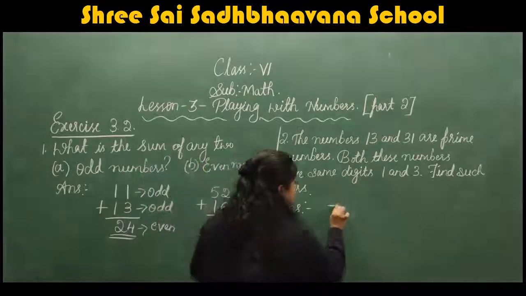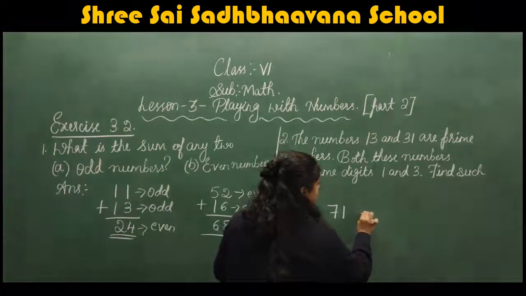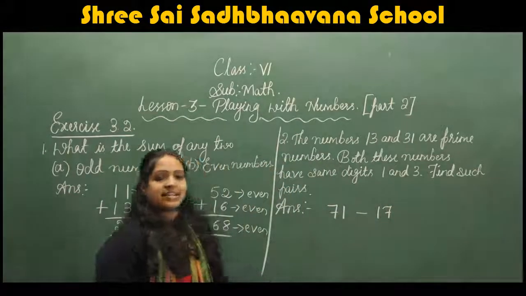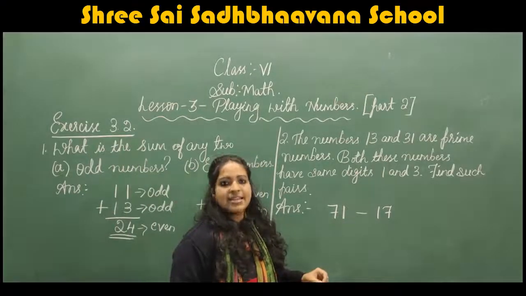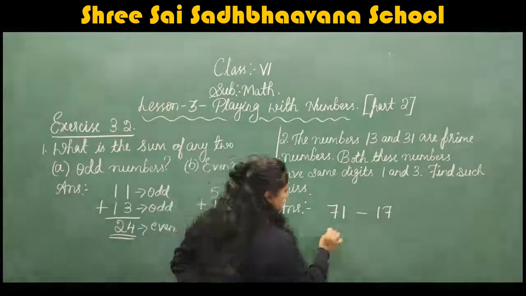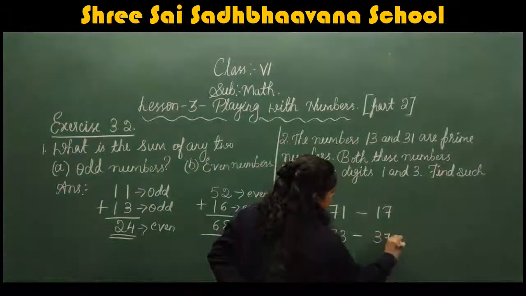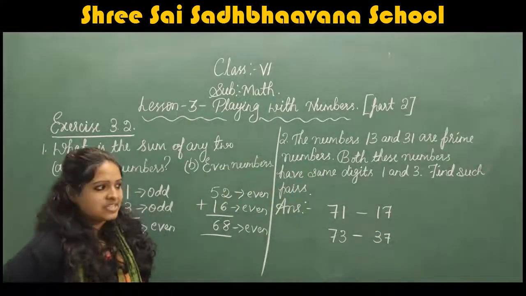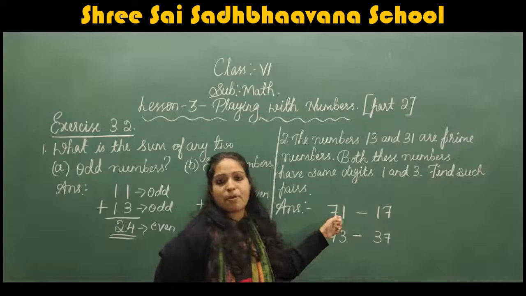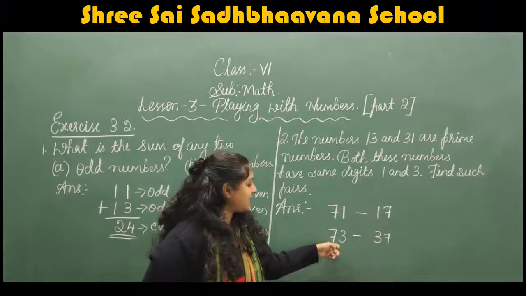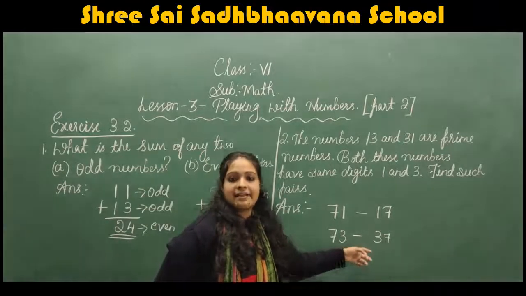Let me go with 71. 71 is a prime number, and 17 is also a prime number. Here you see both the numbers have the same digits. Now let me take 73. 37 is also a prime number. 71 is a prime number, 17 is also a prime number. Both the numbers are made up of 1 and 7, right? And here 73 is a prime number, 37 is also a prime number. So here you can see the digits 7 and 3.